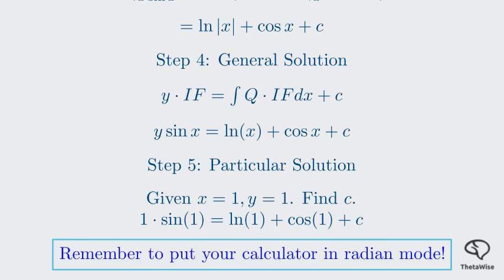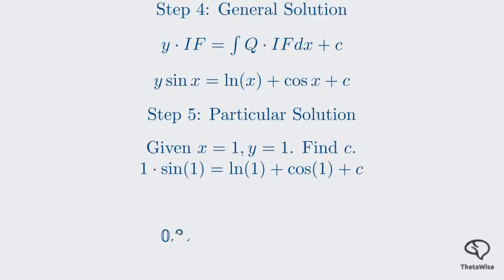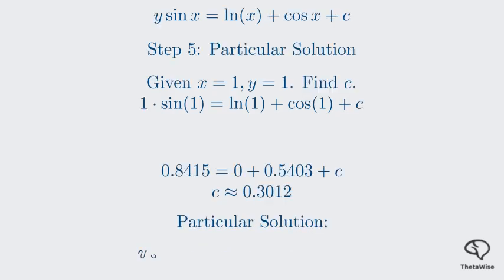ln of 1 is 0. Sin of 1 radian is approximately 0.8415. Cosine of 1 radian is approximately 0.5403. So our equation becomes 0.8415 equals 0 plus 0.5403 plus c. Solving for c, we find that c is approximately 0.301. Finally, we write the particular solution by replacing c in the general solution with this value. The particular solution is y sine x equals ln x plus cos x plus 0.301.